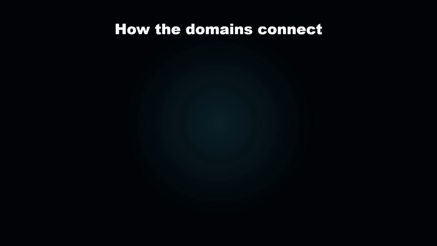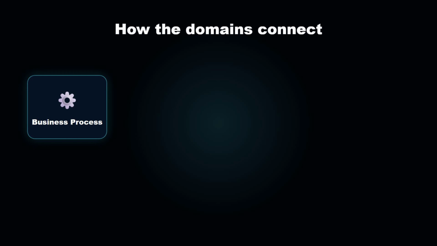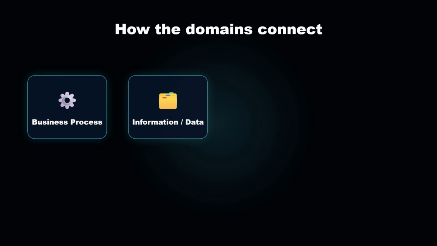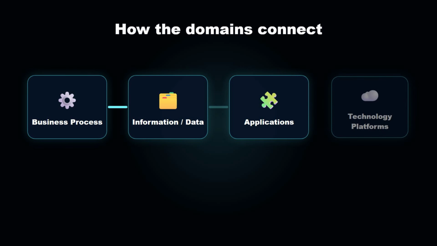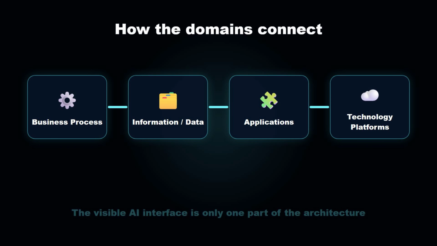So, how are these domains connected? The business process needs information, and that information is created, stored, and managed as data. That data is used by applications, and those applications run on technology platforms. So when we design an AI solution, we should not only ask what the AI model can do, we should ask what business capability does it support, what data does it need, what applications does it connect to, and what technology is required to run it securely and reliably.